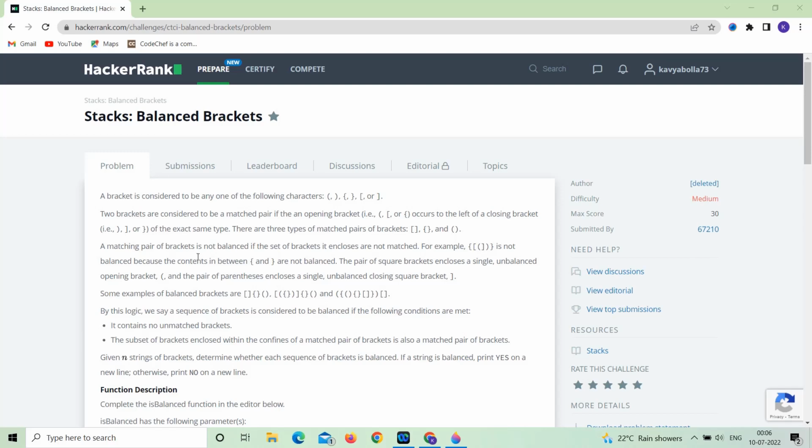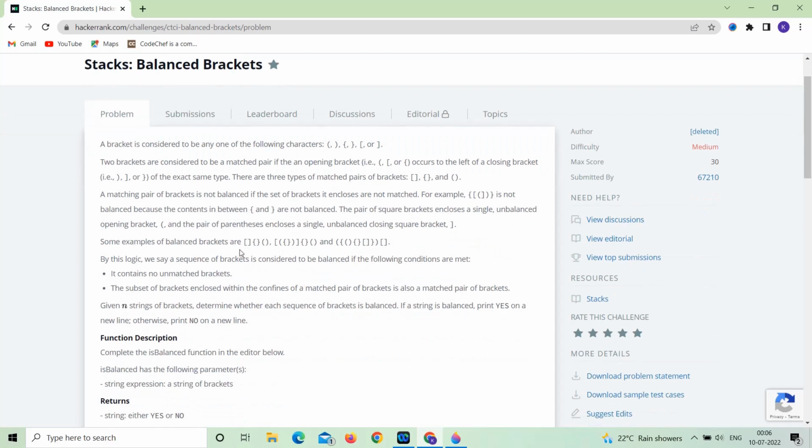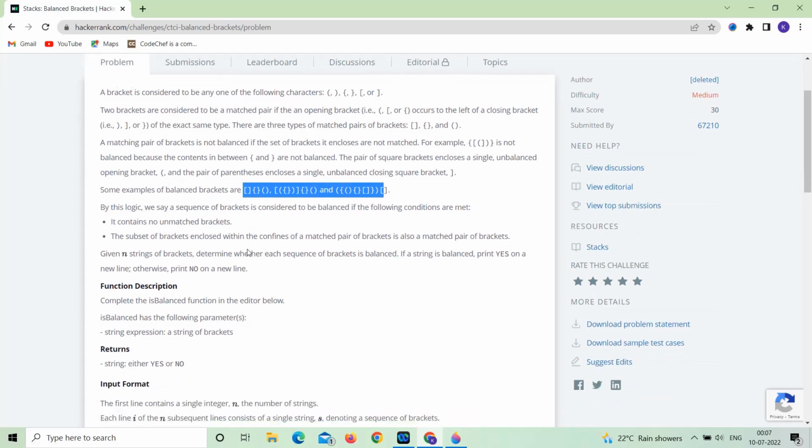A matching pair of brackets is not balanced if the set of brackets it encloses are not matched. For example, if you look at these brackets, you can simply say that it is not valid, right? Because before closing the parenthesis, you are closing the square bracket, which is not valid, and this is an example of not balanced brackets. Similarly, here you have some more examples. These are said to be balanced brackets because for every opening bracket there is a corresponding closing bracket at a correct position.